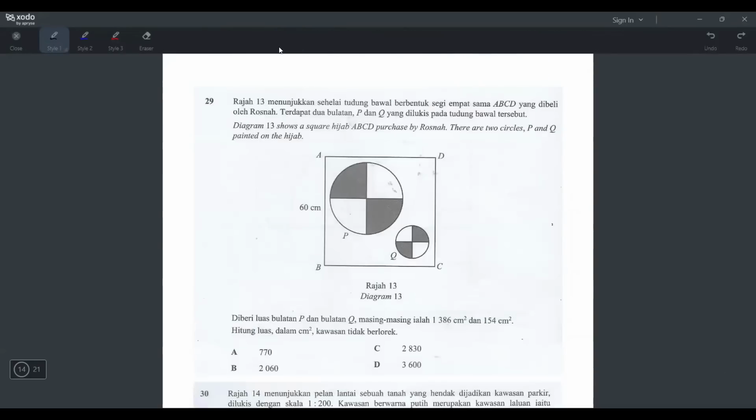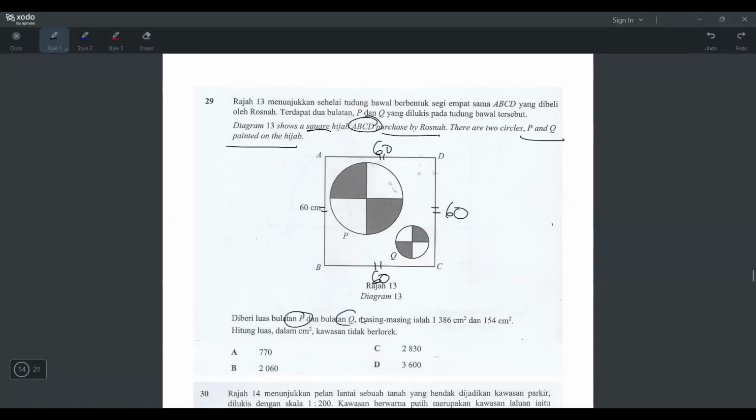Okay, let's do 29. Diagram 13 shows a square hijab ABCD purchased by Rosna. If this is a square, automatically I know all sides are the same length. So 60, 60, here also 60, here also 60. There are two circles P and Q painted on the hijab. So one circle P, one circle Q is painted on the hijab, right? And then they put a shaded region here, right? Let's see what they want.